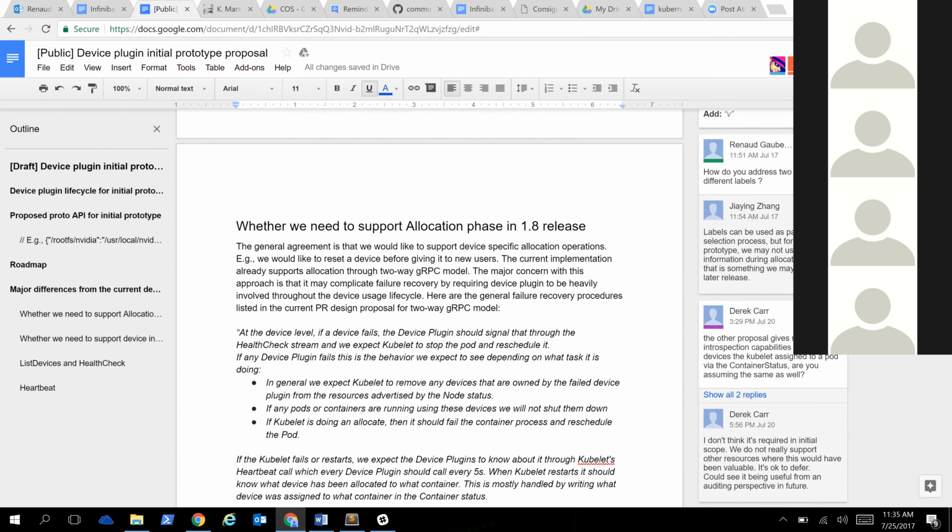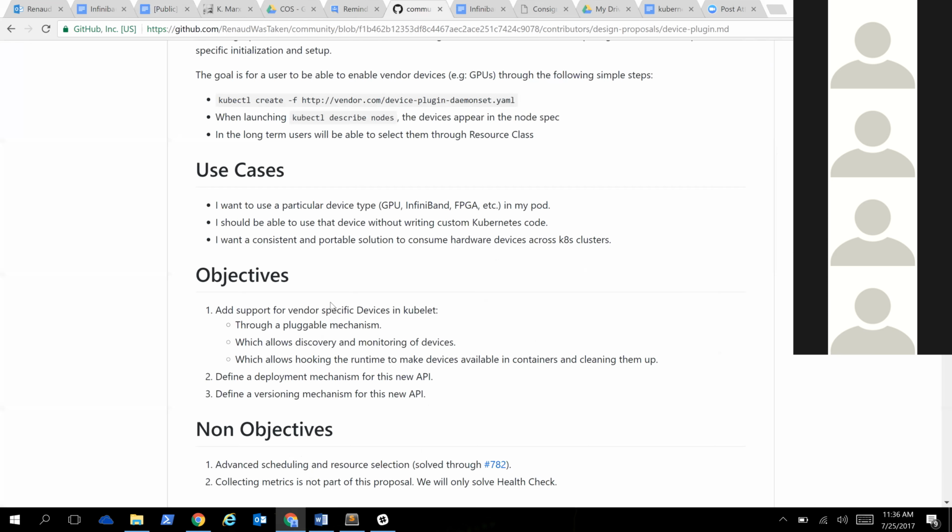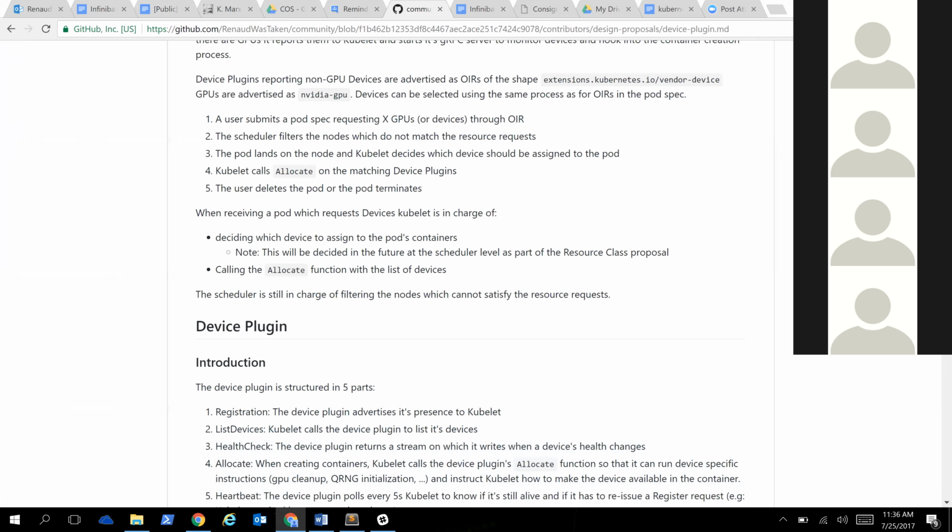At the beginning, our major concern was that failure recovery would become complicated. You mentioned that the policy you would like to implement is: if for some reason the device plugin becomes unavailable, then for all of the devices already allocated, you will assume they are still in a good state, but you will make the allocatable devices drop to 0 until the device plugin reconnects. Is this a correct summary?